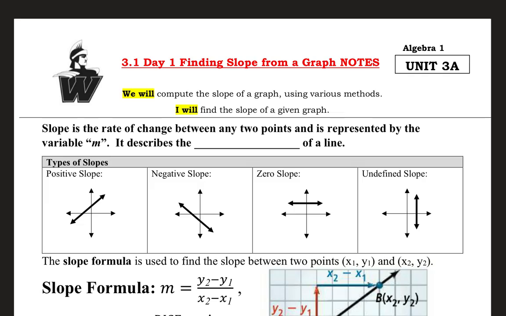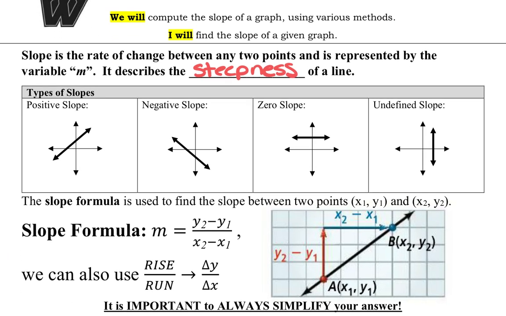We're going to be able to compute slopes from a graph using our rise and run method. Now, what slope is, it tells me how steep a line is. So how big is that incline? In that little blank there, we're going to write the word steepness of a line. That's all it is. It just tells me how steep the line is. All right, so we're going to have 4 different slopes.